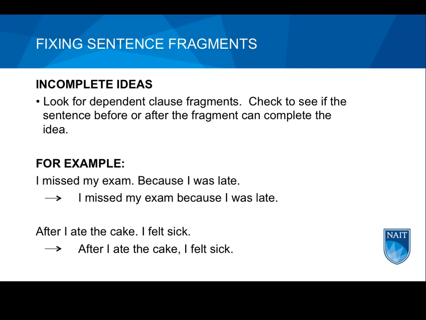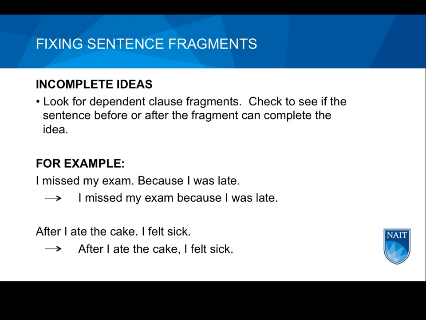In the second example, "after I ate the cake," again we have a dependent clause. We look for that subordinating conjunction, which is "after." We see that we have "after I ate the cake," and it doesn't make sense. We need another idea to complete that thought. In this case, it's the sentence that comes after that dependent clause that would complete it. So we have, "After I ate the cake, I felt sick."